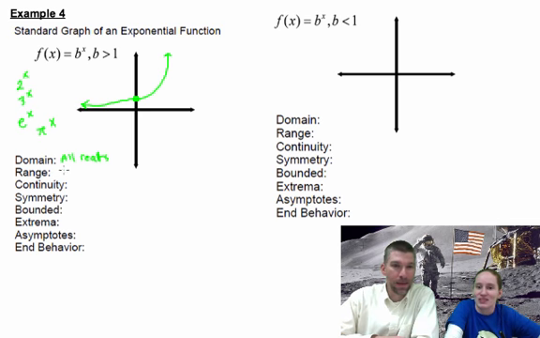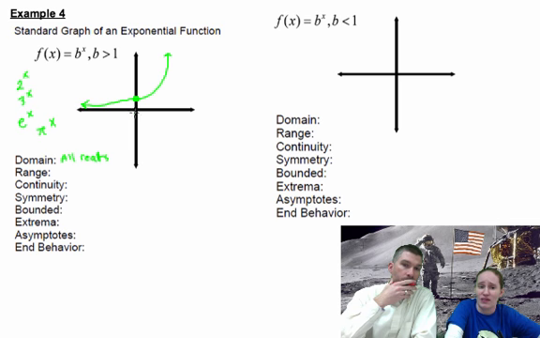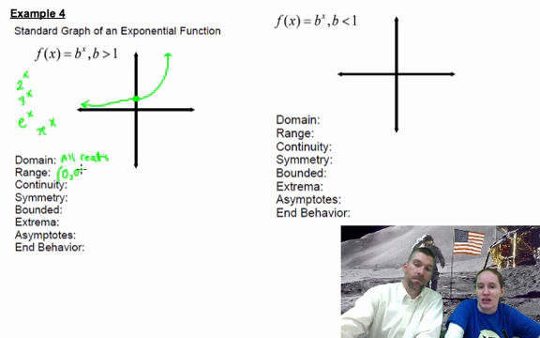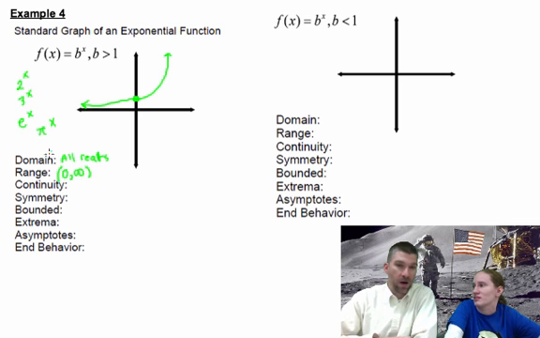Range. Now you have to pay attention here, because you're either going to be above or below the x-axis. So that tells us where our range is going to be. Because we aren't actually going to ever get to 0. We're just going to get close to it. So we'd need parentheses 0, since it's not ever going to equal 0. And then it goes up forever, to infinity.